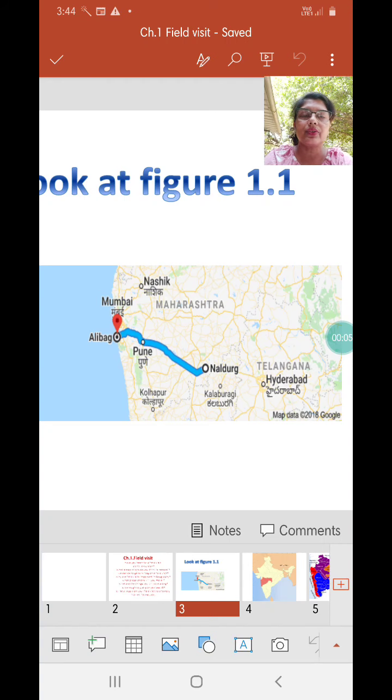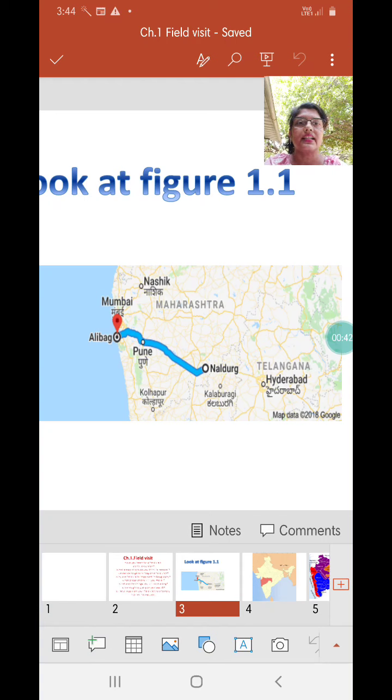In the last video, we studied an introduction of Chapter 1, Field Visit. Today we are going to go through this entire field visit and study some major aspects of it. Rahul and his companions, along with his teacher, are going on a field visit from Naldurg in Osmanabad district to Alibag in Raigad district. On the way, they have to look out for every detail and make a note of it.